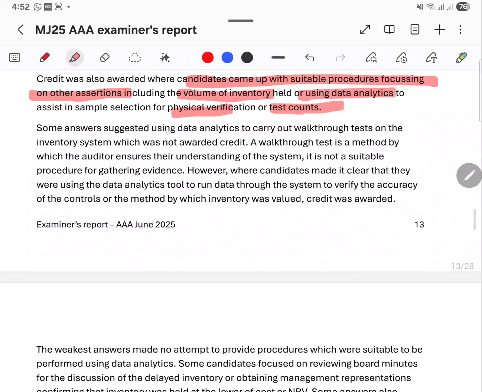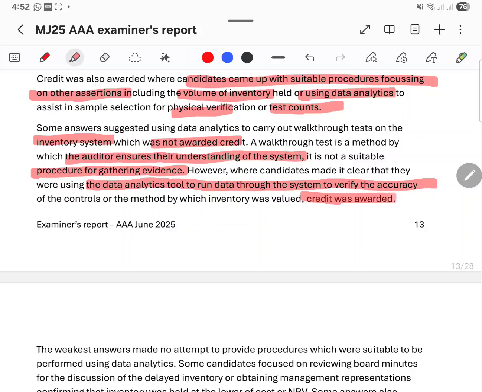Some answers suggested using data analytics to carry out walkthrough tests on the inventory system, which was not awarded credit. A walkthrough test is a method by which the auditor ensures their understanding of the system. It is not a suitable procedure for gathering evidence. Where candidates made it clear that they were using the data analytics tool to run data through the system to verify the accuracy of the controls or the method by which inventory was valued, credit was awarded.